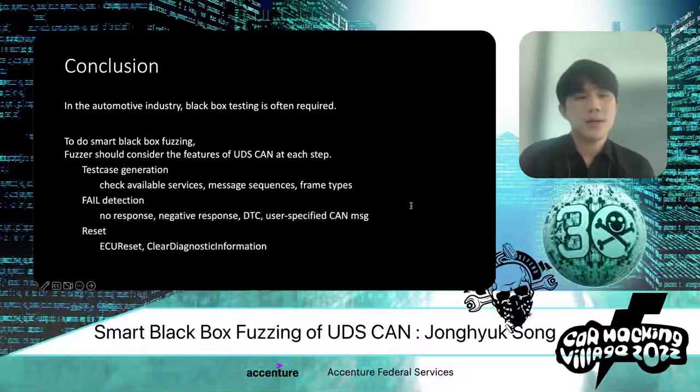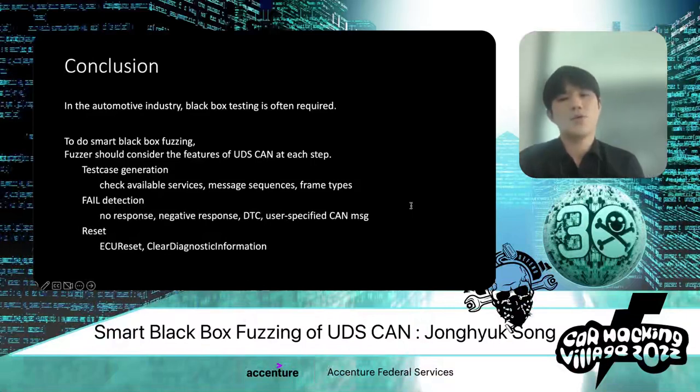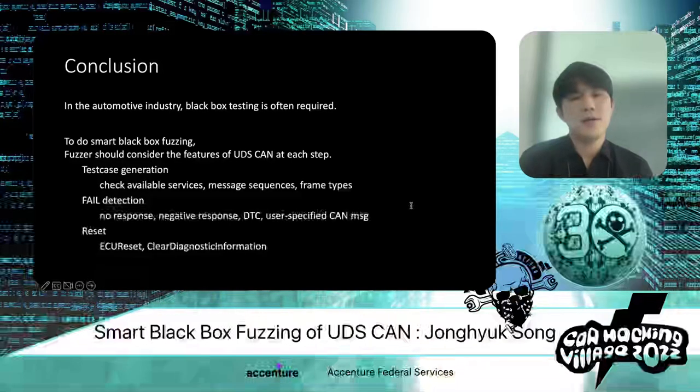And in the reset process, fuzzer should automatically reset the target. Fuzzer can reset the target by using ECU reset and clear diagnostic information service. So when fuzzer detects a fail, the fuzzer should automatically reset by using both services. After a reset is confirmed, then fuzzer should transmit the next test case.